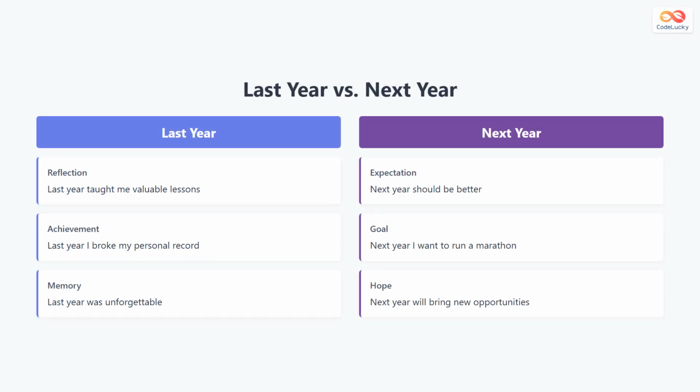Let's compare how we use these phrases in different contexts. With last year, we reflect on past experiences like last year taught me valuable lessons. We celebrate past achievements, saying last year I broke my personal record. We also describe memorable past moments with last year was unforgettable. With next year, we express expectations like next year should be better. We set goals, saying next year I want to run a marathon. We also express hope for the future with next year will bring new opportunities. Notice how the tone and context change between past and future expressions.